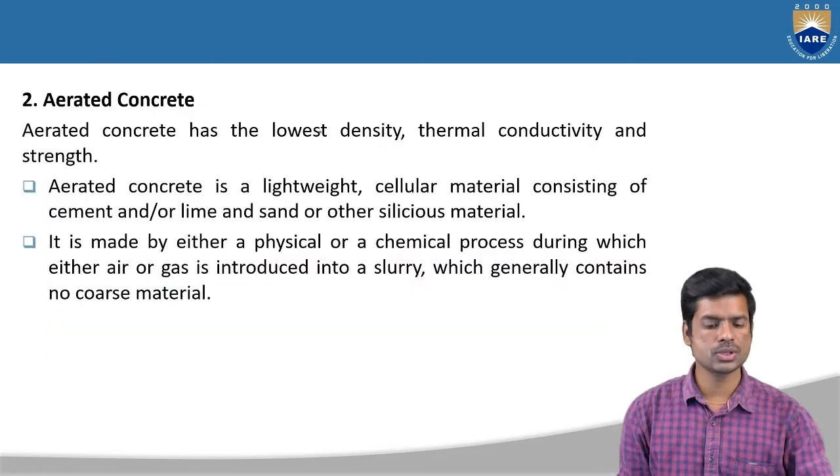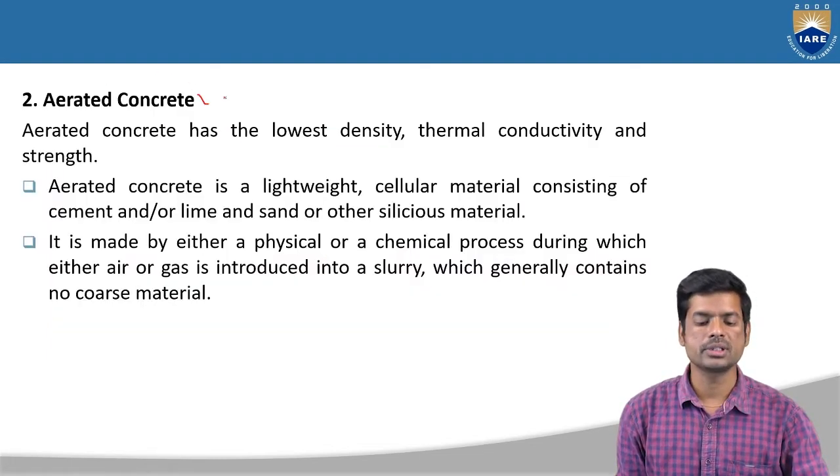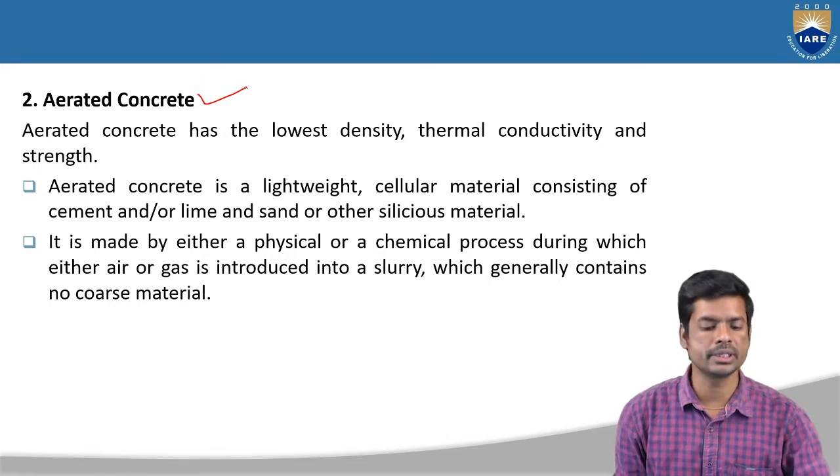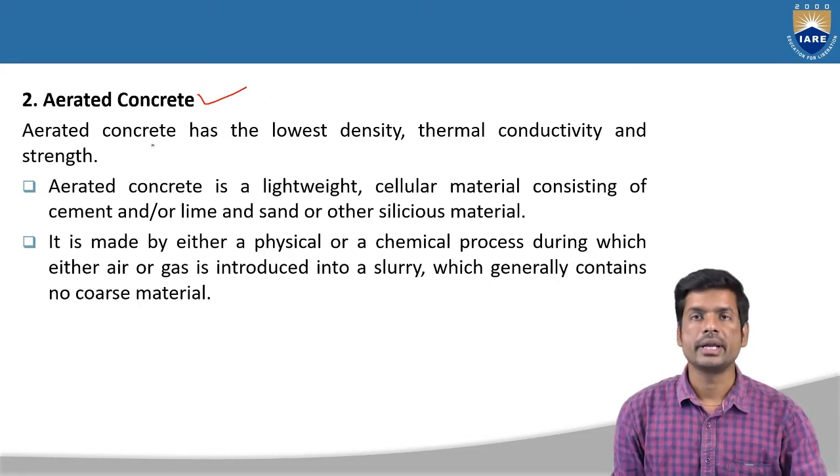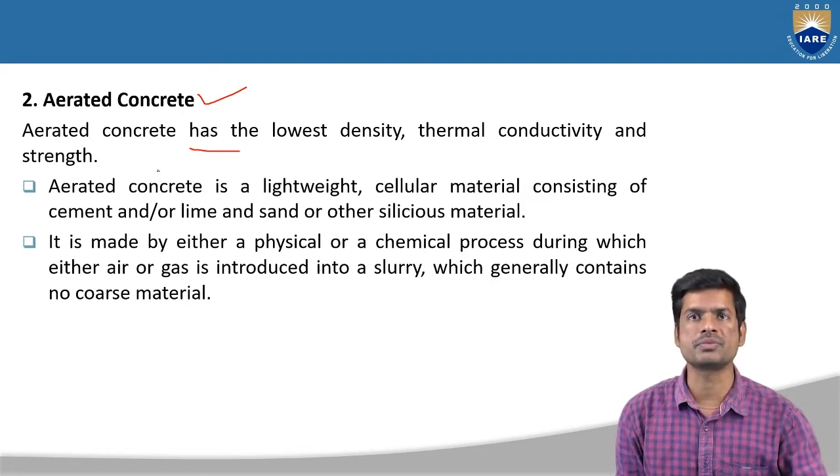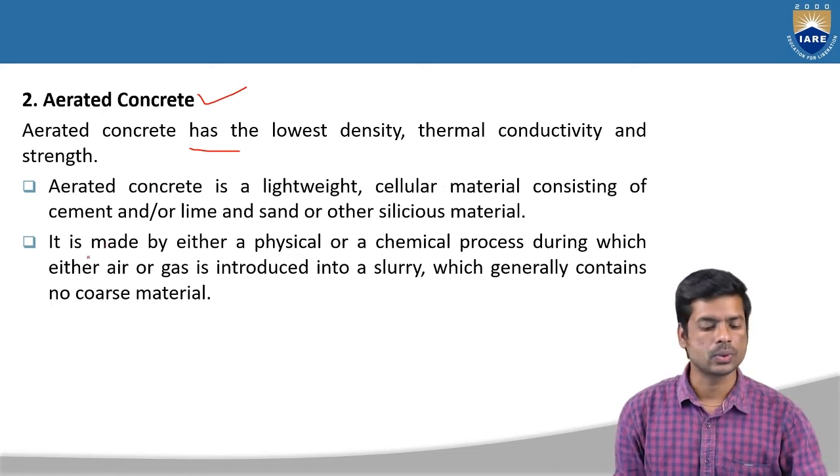Next one, aerated concrete. This is the second type of lightweight concrete. In this aerated concrete, it will have the lowest density, thermal conductivity and strength. The density of aerated concrete is very less, and strength is also very less compared to other concretes. Aerated concrete is a lightweight cellular material consisting of cement and lime. Along with cement and lime, it also has sand and other siliceous materials.